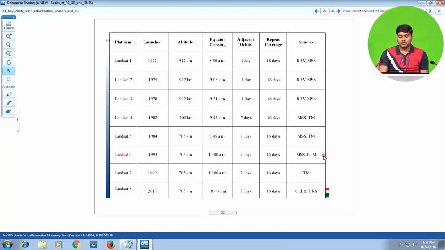Landsat 6 had an enhanced sensor, that is ETM, but that failed just after the launch. Then Landsat 7 was launched with the ETM plus sensor. The data sets for these sensors are freely available on the Earth Explorer website, which is also called USGS. From that you can download and use the satellite data sets. Landsat 8 was launched in 2013 with OLI and TIRS, that is operational land imager and thermal infrared sensor. I am going to tell you the sensor details in my further slides.